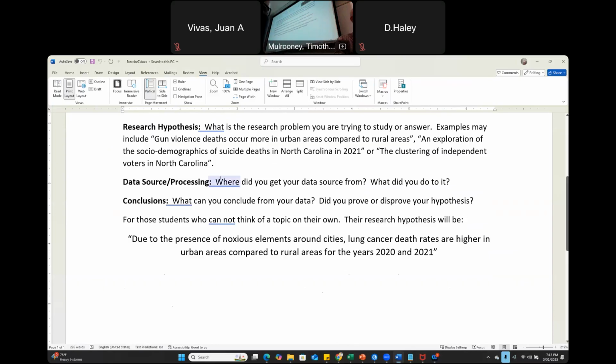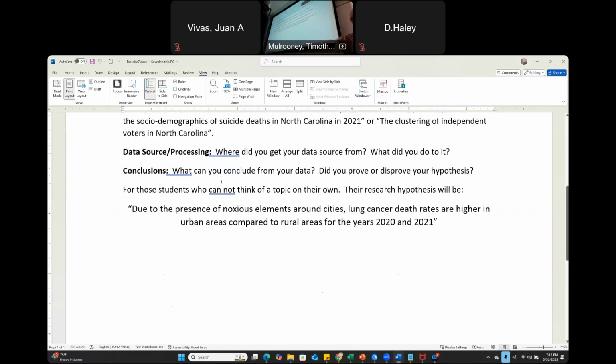So you're going to write a short 1 to 1.5 page paper. Where'd you get the data from? What can you conclude from it? Did you prove or disprove your hypothesis? We just saw something now where just using our limited data and our limited functionality, we found the opposite. Rural gun death rates were actually higher in zip codes where there were gun deaths compared to urban areas. We expected kind of the opposite.